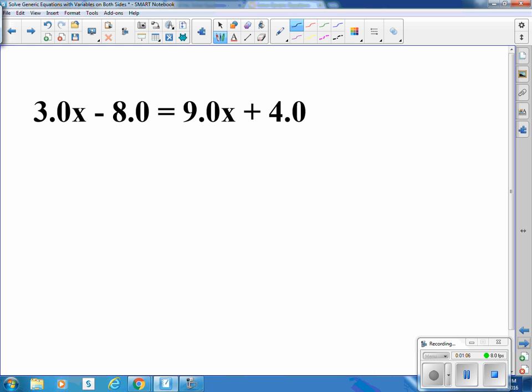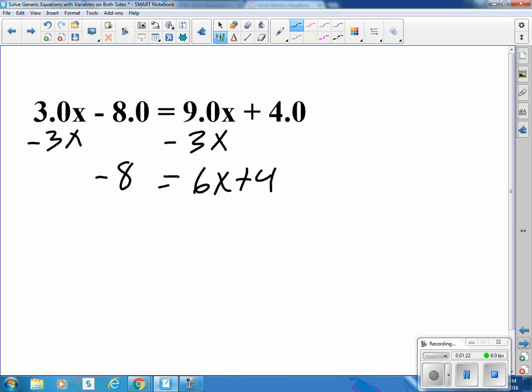Okay, 3x minus 8 equals 9x plus 4. I would say let's leave the 9x where it is. Let's subtract 3x from each side. So 6x plus 4 equals negative 8.